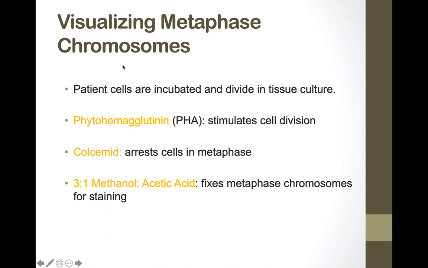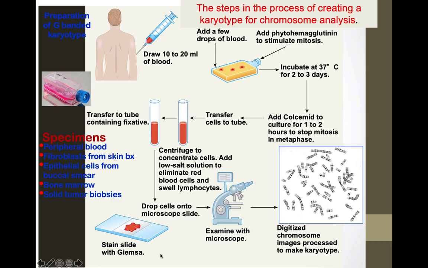So, visualizing metaphase chromosomes. We halt the chromosomes while they are replicating, in metaphase. We can use PHA, phytohemagglutinin, which stimulates cell division, and then once the cells are dividing, we add colchicine. This arrests the cells that are replicating. Once they are in metaphase, they stop at metaphase. Give it a little bit of time, all the cells will stop at metaphase, and then you can add a fixative, 3:1 methanol to acetic acid, whatever you want. There are many other guides on how you can fix. Once you fix these cells, now we have fixed chromosomes, and then you can visualize them. That's basically how we can visualize chromosomes.